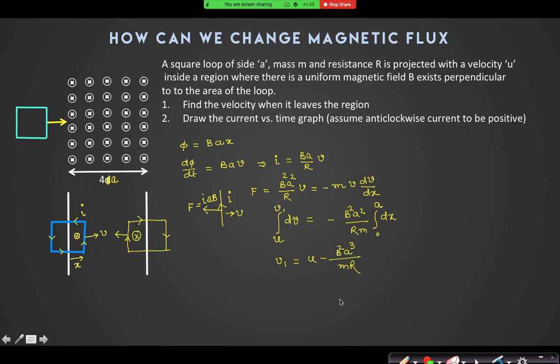Yes, sir. So if I say the final velocity, the expression will be the same. So the final velocity with which it will leave will be u minus 2 B square a cube divided by m R.